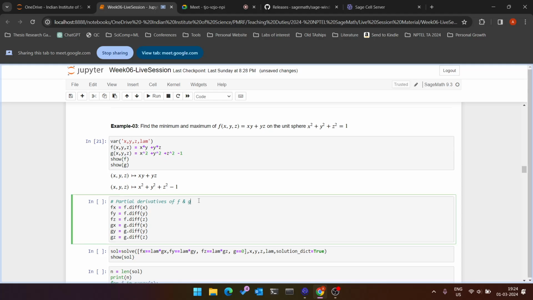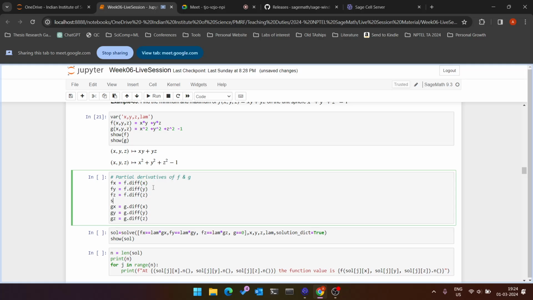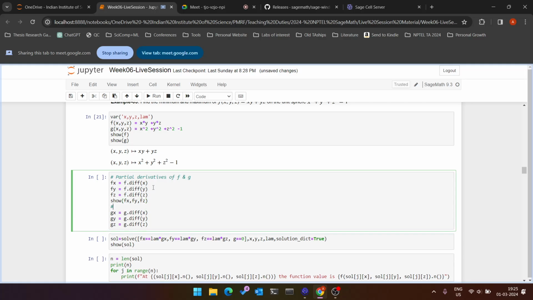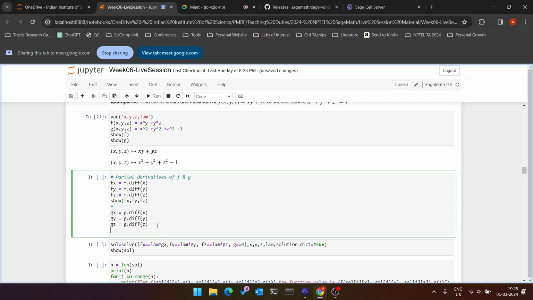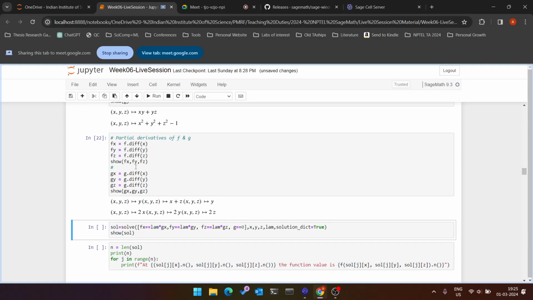So the way we execute this here in SageMath is, for the function f, we calculate the partial derivative with respect to x, y, and z. For the function g, again we do the same thing. I can already guess what these partial derivatives will be, right?